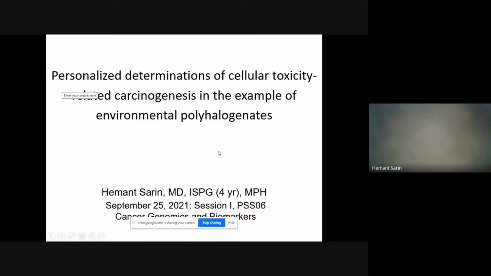So yeah, my talk is on the personalized determination of toxicity-related carcinogenesis, using the example of what we call environmental polyhalogenates.